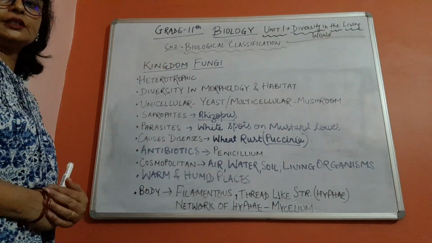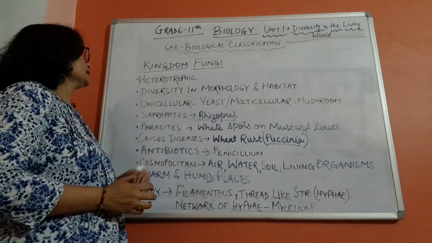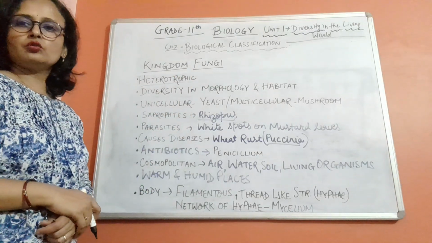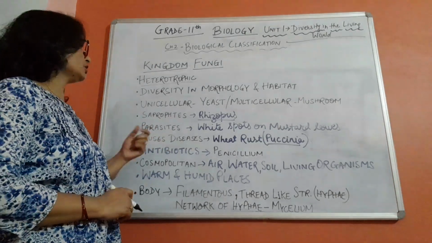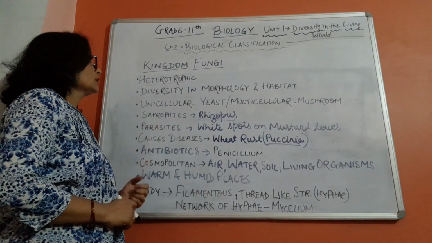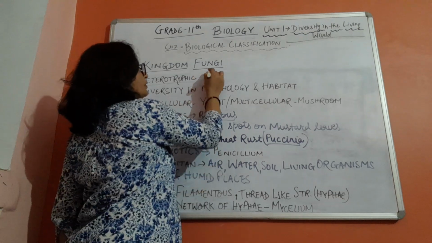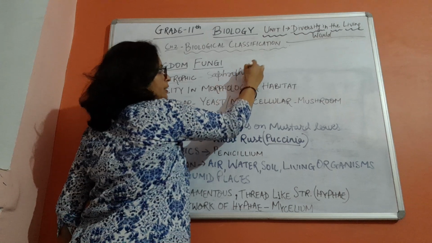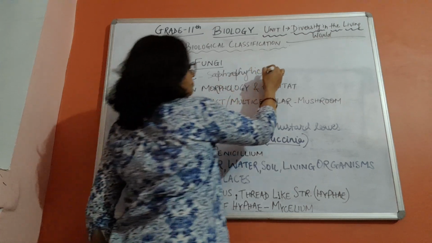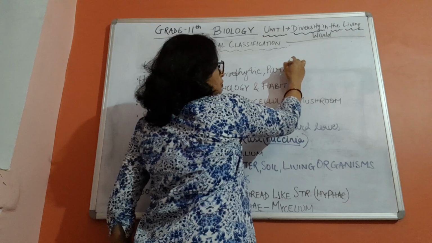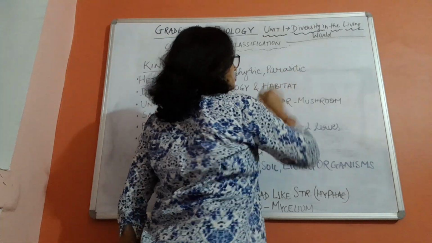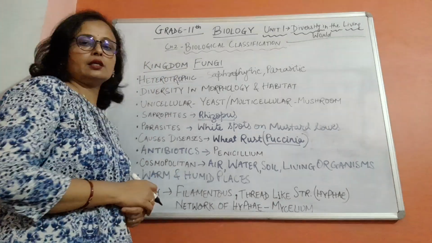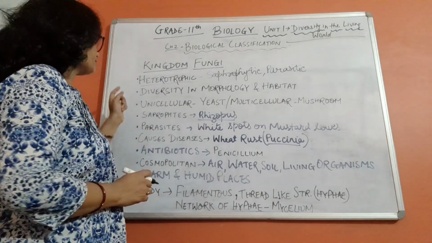Next is kingdom fungi. Kingdom fungi, they are heterotrophic. Heterotrophic, that means they can't prepare their own food. They might be saprophytic or they might be parasitic. Saprophytic, what are saprophytic? Saprophytic feeds on the dead and decayed organisms. And parasitic, what are parasitic? Which lives on the body of a host. So this is how they can take their nutrition.